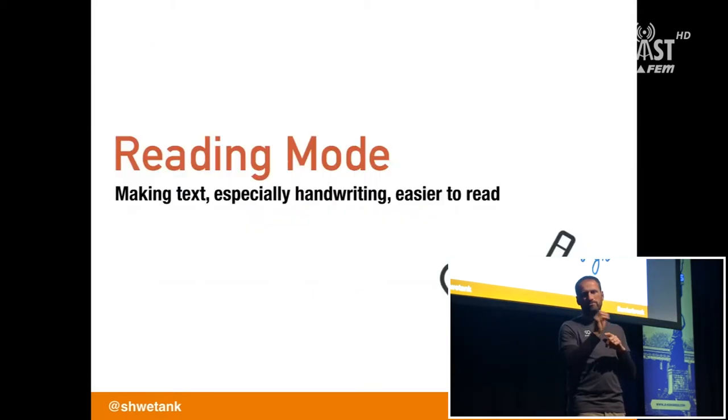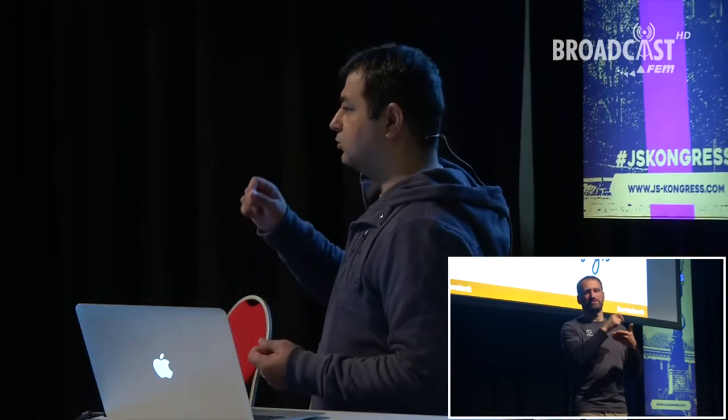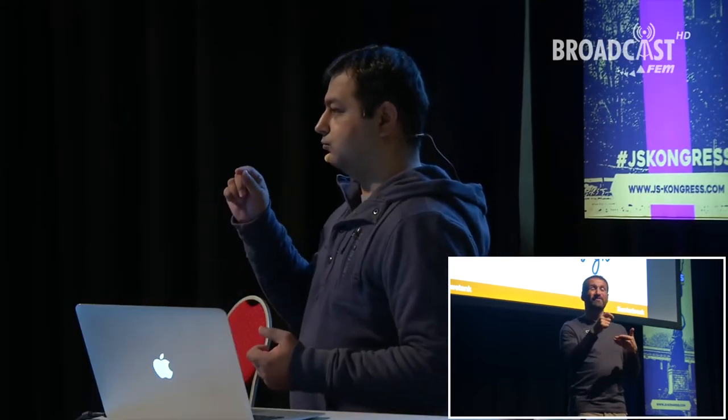One more thing that I did was what I call reading mode. A lot of times, for people with low vision, reading text is slightly problematic, especially if it's handwritten, because with handwriting there's a lot of variance even within one word. There are a lot of variables. There's the surface of the pen. The ink level in the pen also matters quite a lot. So it really is a problem.